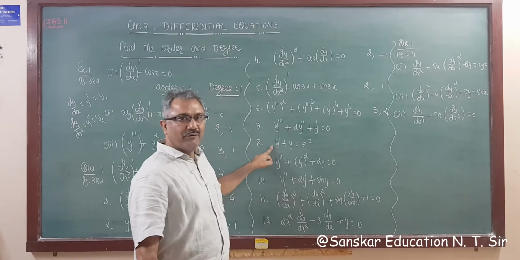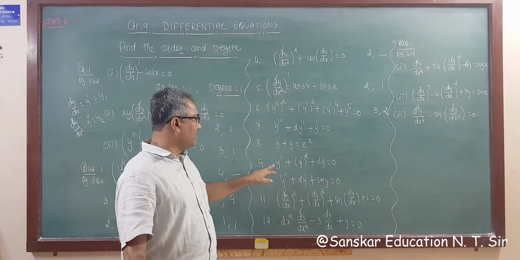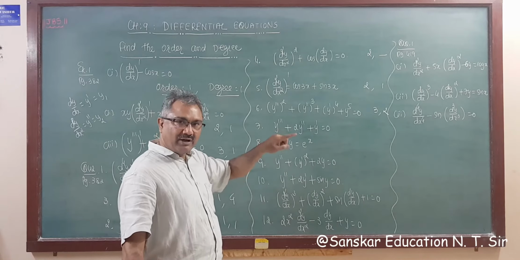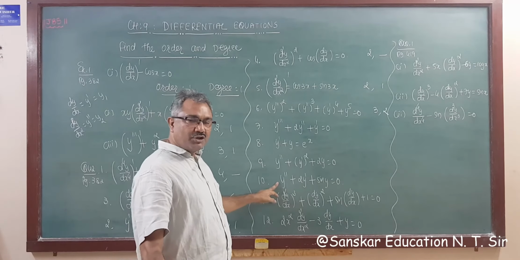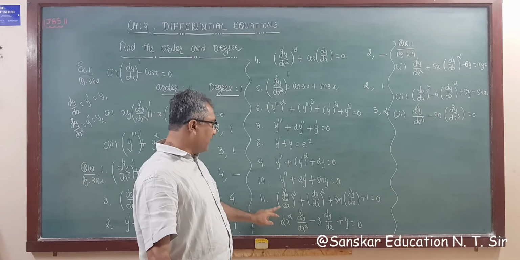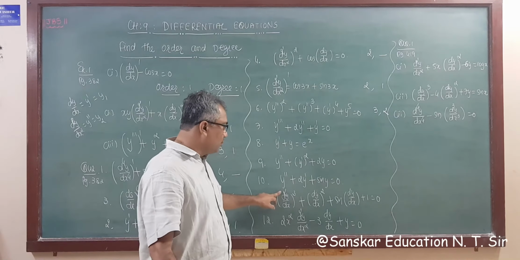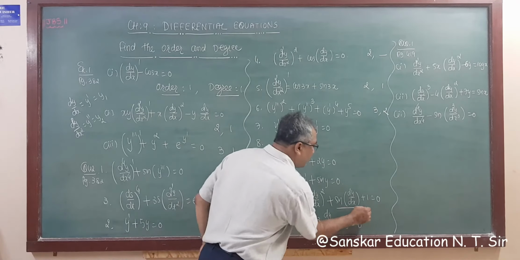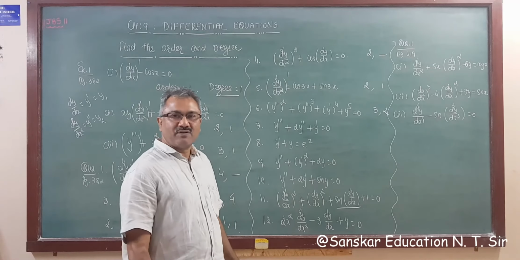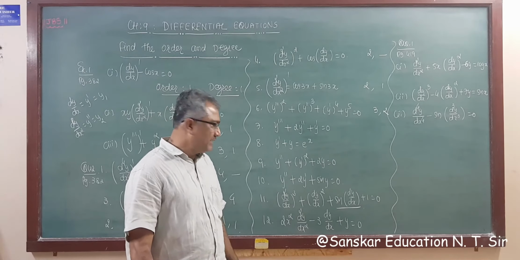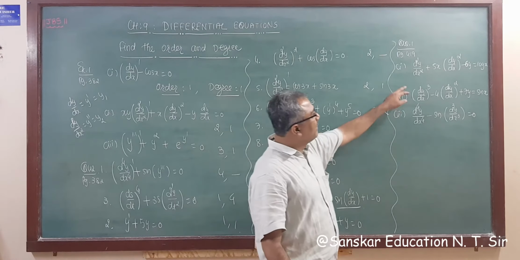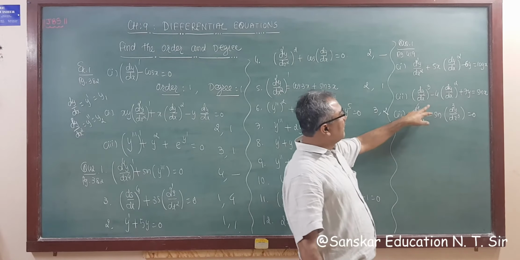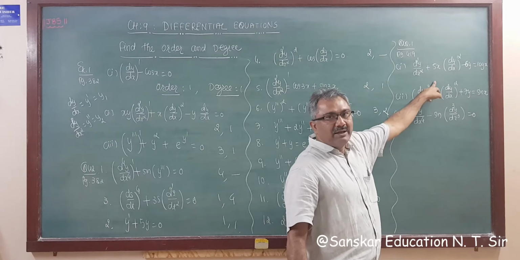For this 1 1, for this 2 and 1, order 2, degree 1. For this order 2, degree 1. For this order 2, but this is not a polynomial in derivatives, therefore degree does not define. Here order 2, degree 1, here order 2, degree 1, here order 1, degree 3.